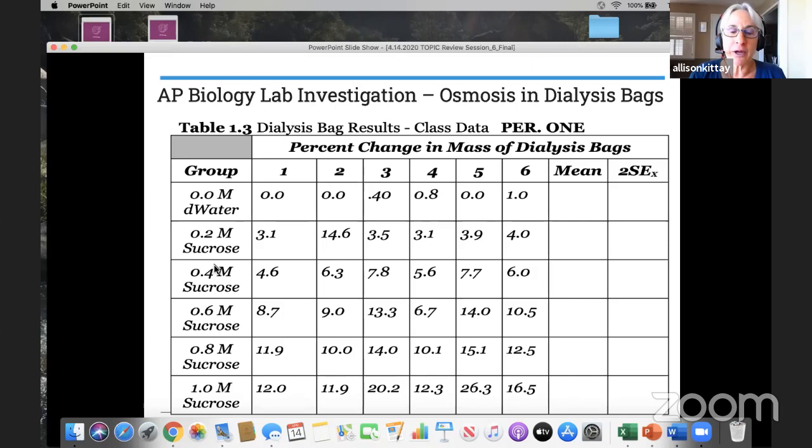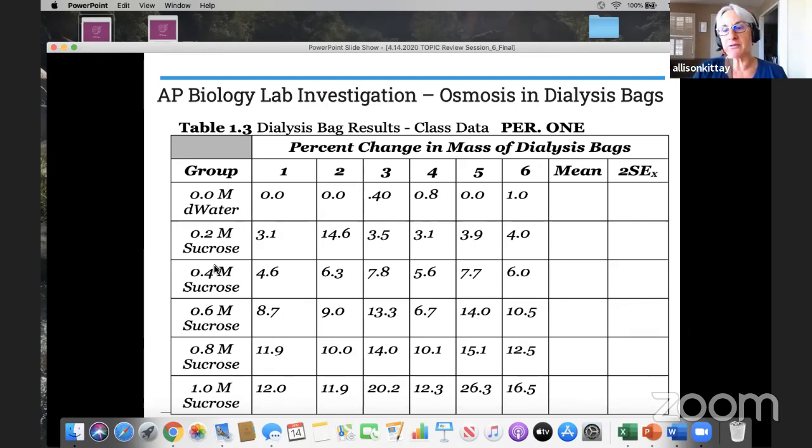Both group 3 and 4 look pretty good. They follow the trend, but they have a little bit of an increase in their 0 molar. Group 5 is great. Group 6, they have the trend, but they have a large change in the isotonic solution. So I'm going to leave this up here. You guys can look at this later.